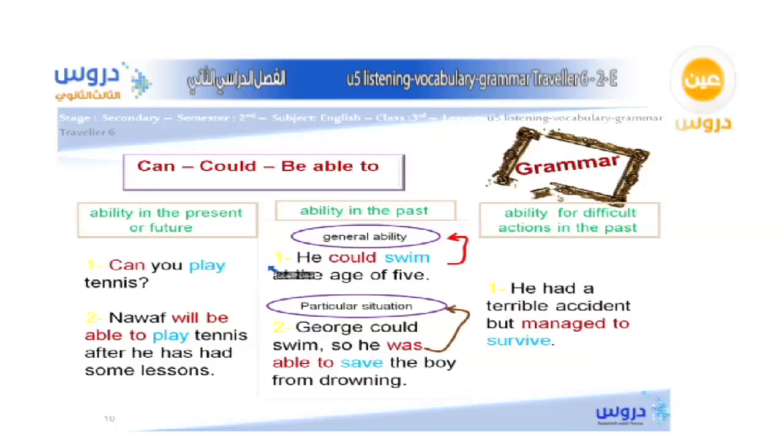Okay, so keep in mind, if you want to talk about ability in present or future, you can use be able to, or even can. If you want to talk about ability in the past, general ability, you can use could. Or if there is something special or a particular situation in the past, you might use was able to or were able to. It depends on the subject. Okay. And the last thing is ability for difficult actions. He had a terrible accident but managed to survive. Okay, any questions up to now? Ask if you have any questions.